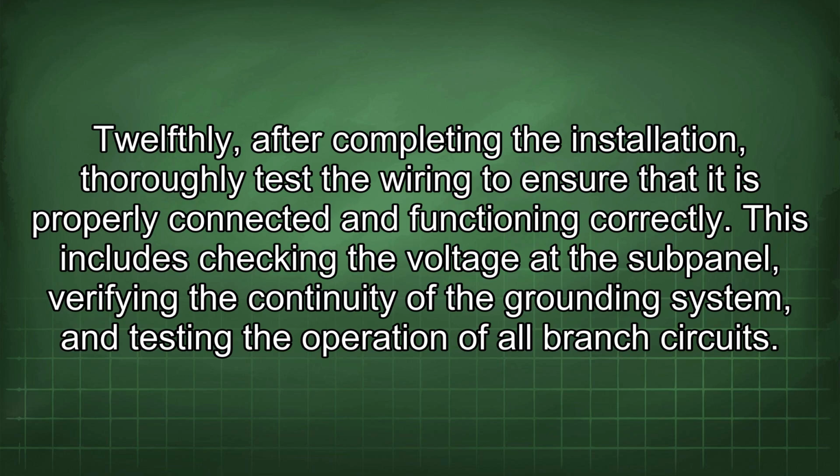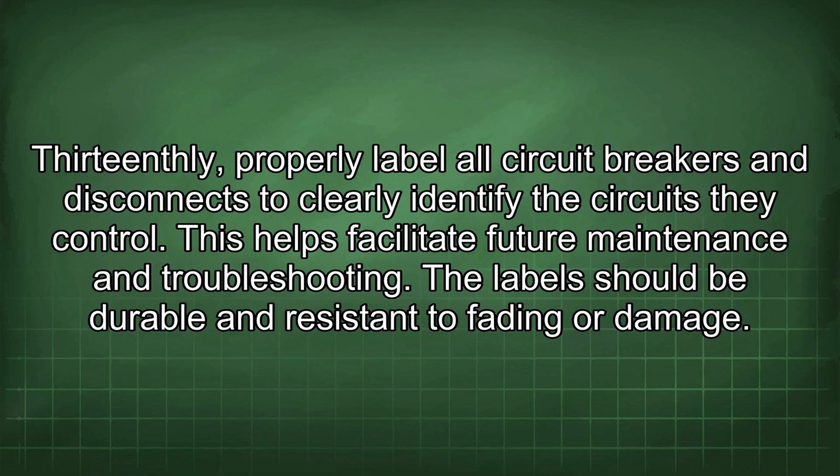This includes checking the voltage at the subpanel, verifying the continuity of the grounding system, and testing the operation of all branch circuits. 13thly, properly label all circuit breakers and disconnects to clearly identify the circuits they control. This helps facilitate future maintenance and troubleshooting. The labels should be durable and resistant to fading or damage.